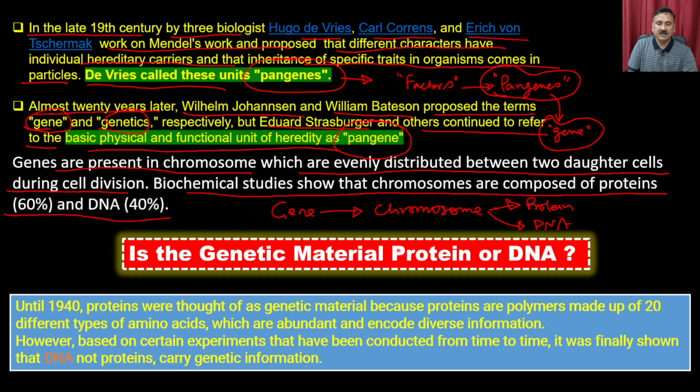So the first question is: is the genetic material protein or DNA? Which means, out of this chromosome, which one is more responsible, the protein part or the DNA part, because it has both components, right?